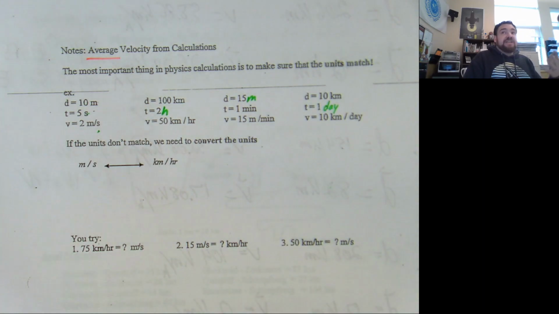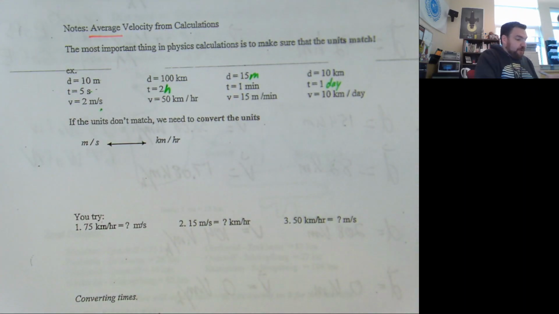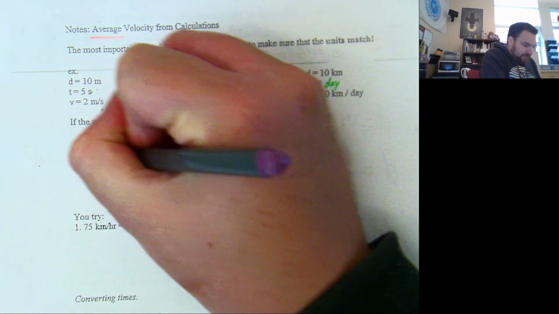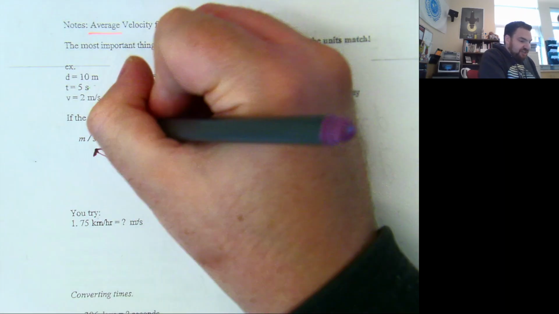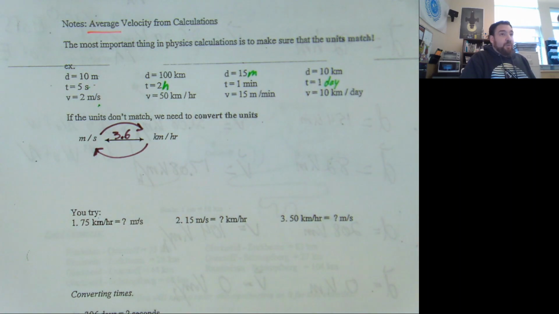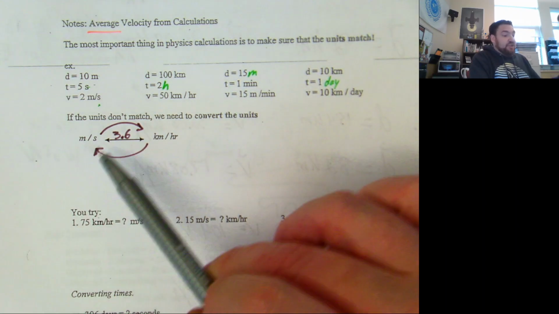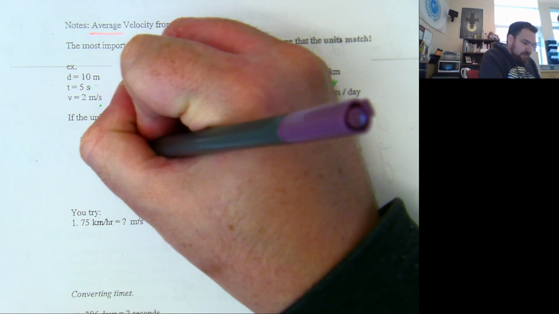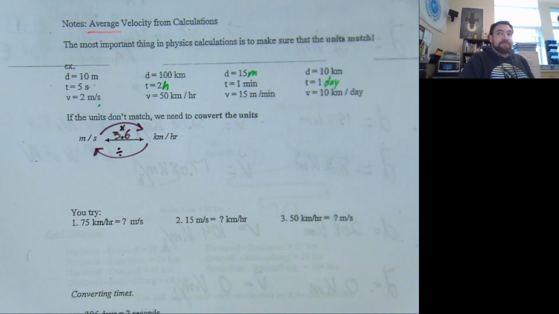If units don't match, we need to convert, which we spent a whole bunch of time doing already this semester. So the conversion between meters per second and kilometers per hour, we've looked at already. What's the magic number? The magic number for meters per second to kilometers per hour is 3.6. And then depending on which way you're going, you're either going to multiply or divide. Which way is multiplying? Yes, meters per second to kilometers per hour, we multiply, and then going back the other way, we divide.